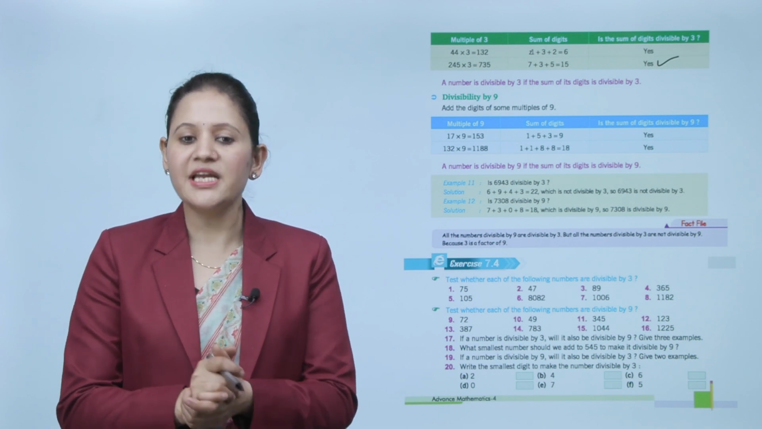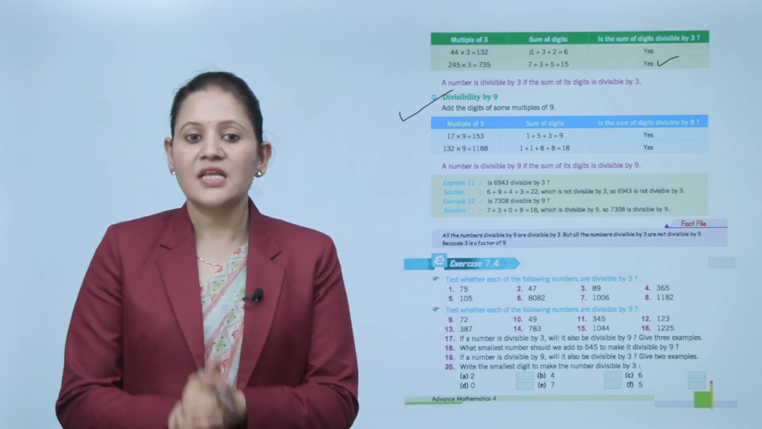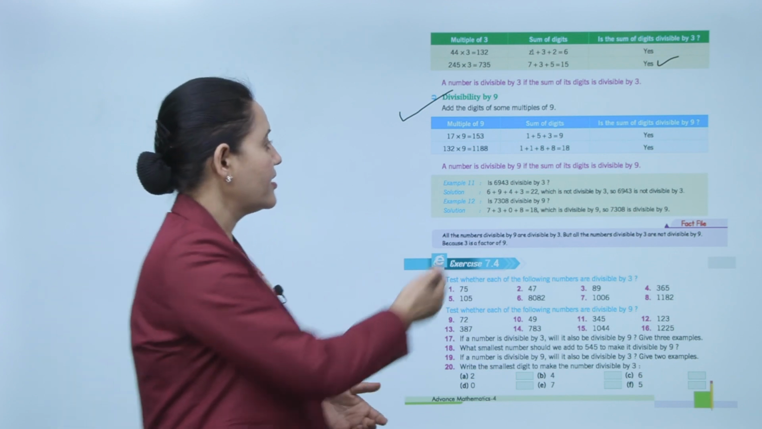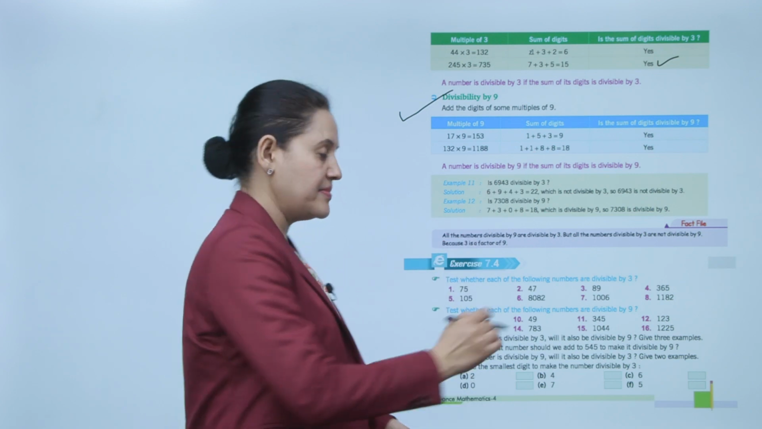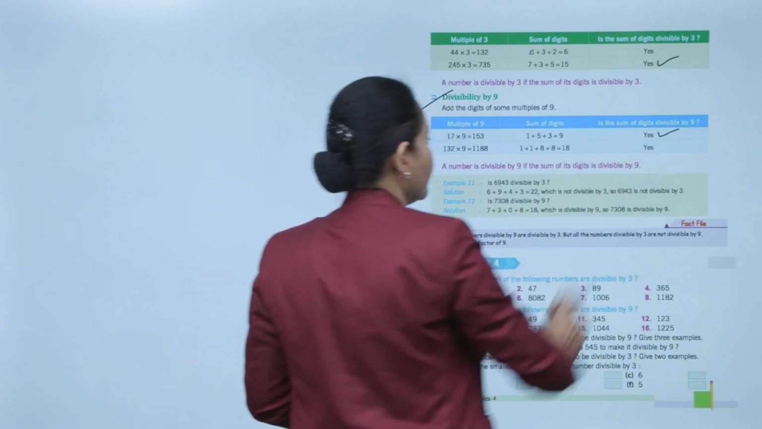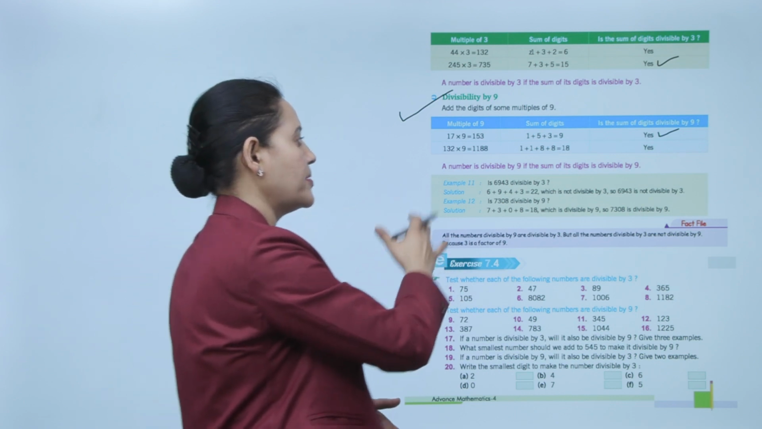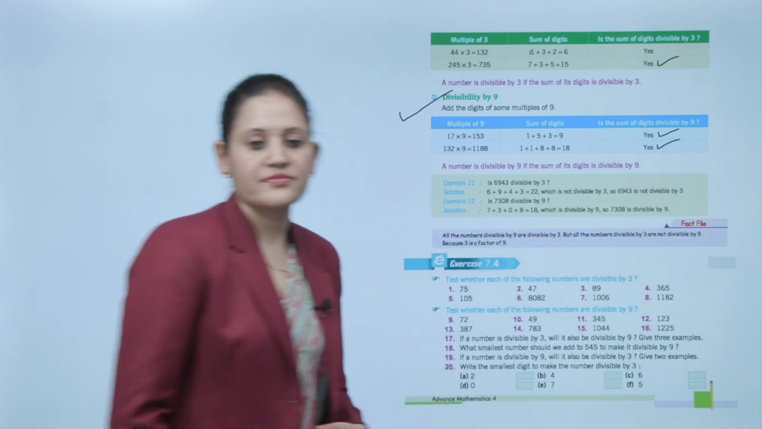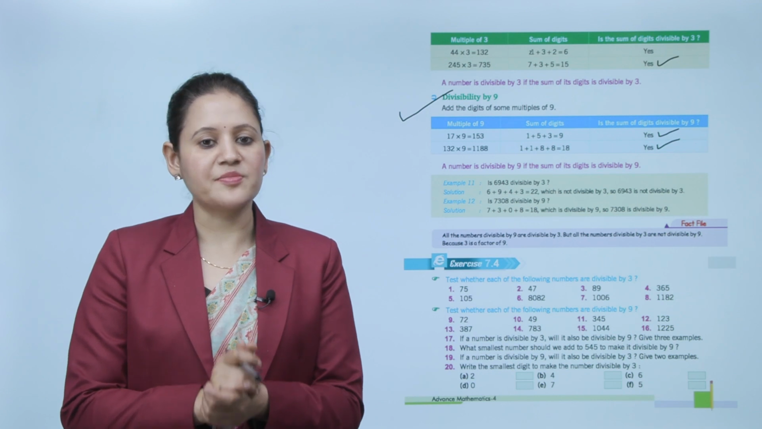Next is divisibility by 9. Add the digits of the multiples of 9. So 1 plus 5 plus 3, that is 9. That means yes, the sum of the digits is divisible by 9, so that number is divisible by 9. Like here 18. So yes. So a number is divisible by 9 if the sum of its digits is divisible by 9.